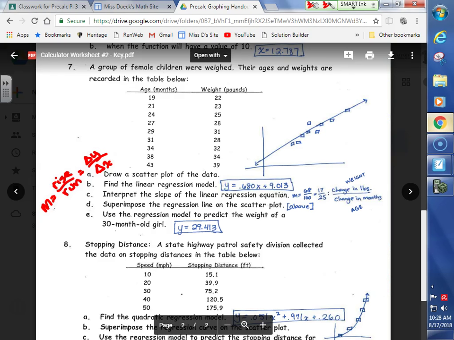This one, how do I interpret 0.680? What are its units? Well, if it's y's over x's, what are the y's measured in this example? Pounds. It's the rate of change. It's how fast these female kids on average, how many pounds they're gaining per month. Pounds per month.